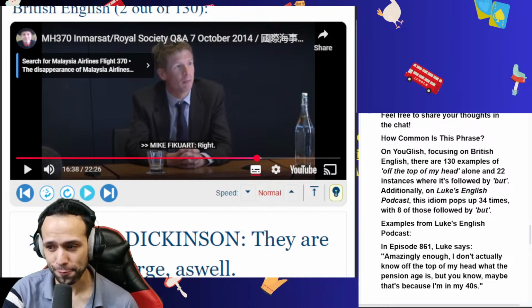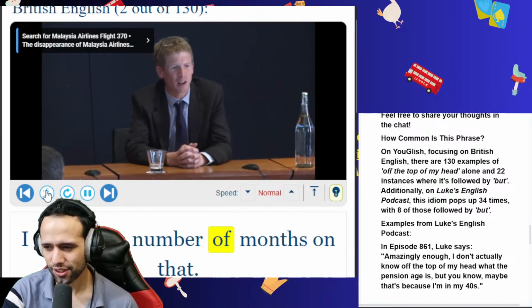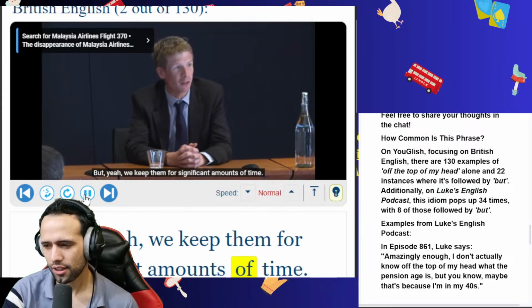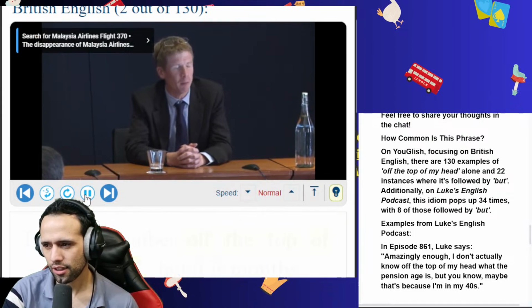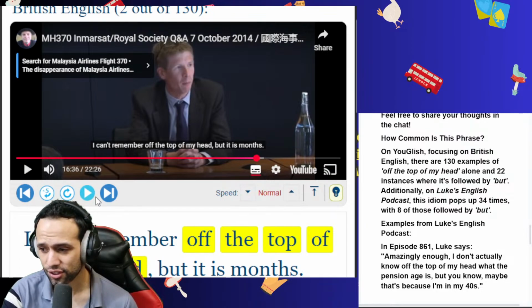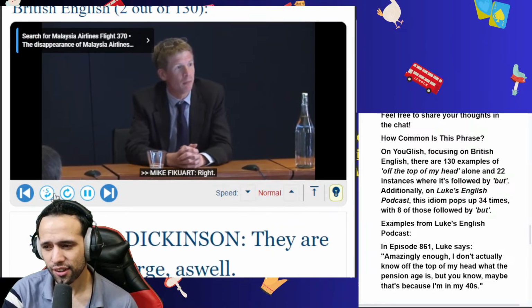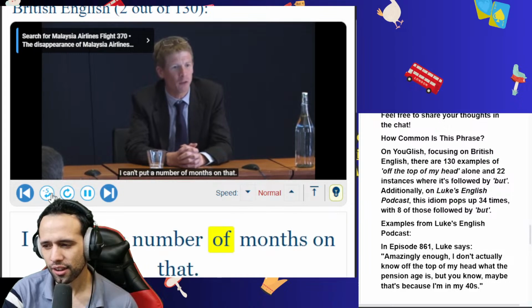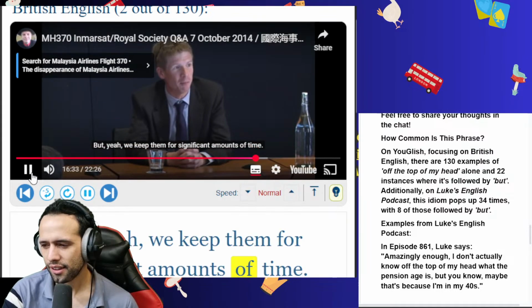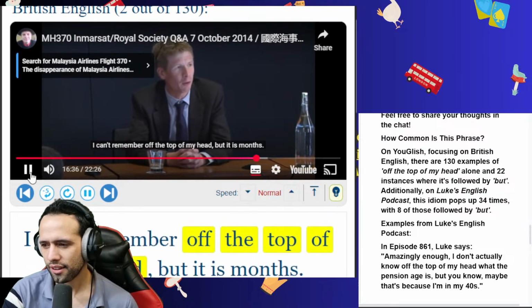For a significant amount of time. I can't put a number of months on that, I can't remember off the top of my head, but it is months. We keep them for a significant amount of time. I can't put a number of months on that, I can't remember off the top of my head, but it is months.